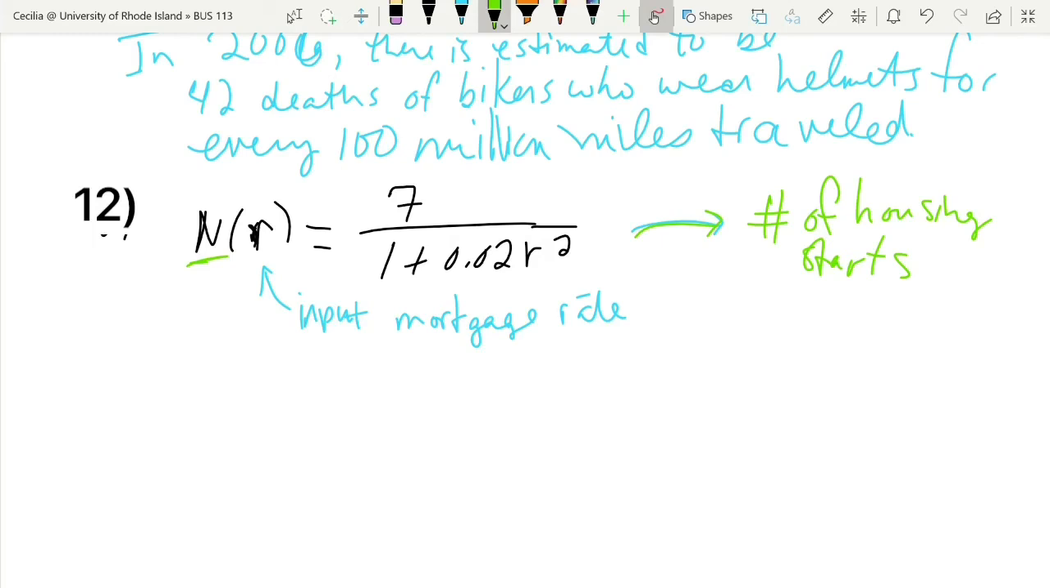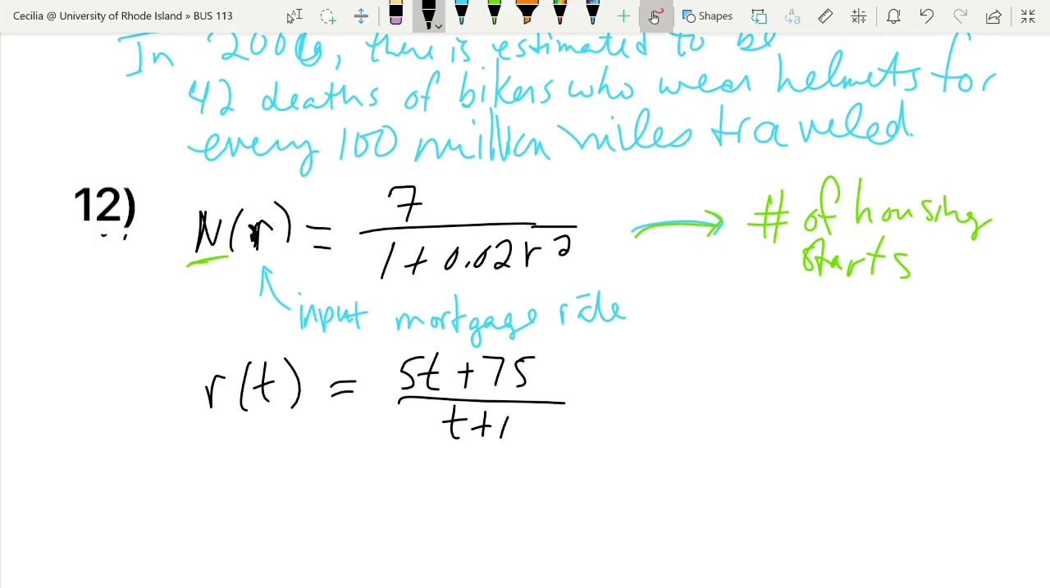Okay. The next thing we're told is that the mortgage rate as a function of time in months will be given by this function, 5t plus 75 divided by t plus 10. And this is for t up to 24 months from now.